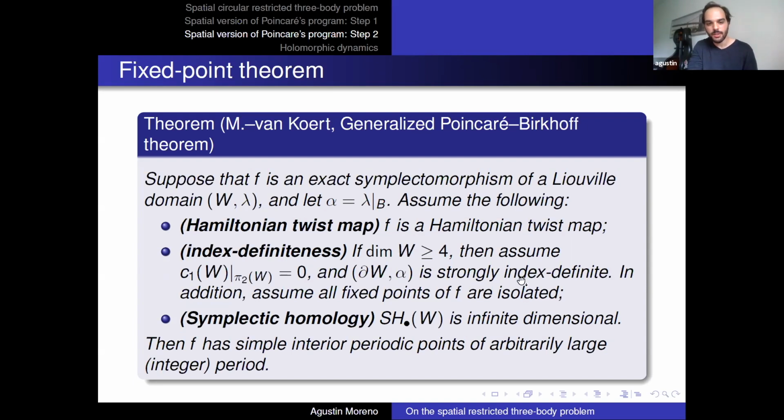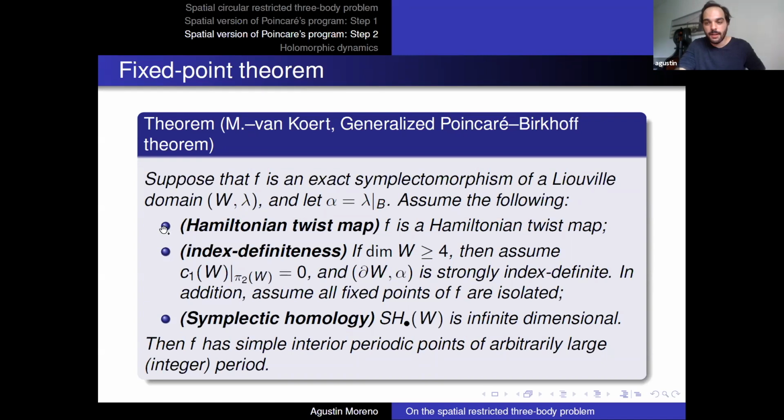And in addition, we assume that all the fixed points of F are isolated. So assume all this bunch of conditions, then the conclusion of the theorem is that F has simple interior periodic points of arbitrarily large integer period. So you will be able to find plenty of orbits if you can check all of these conditions.